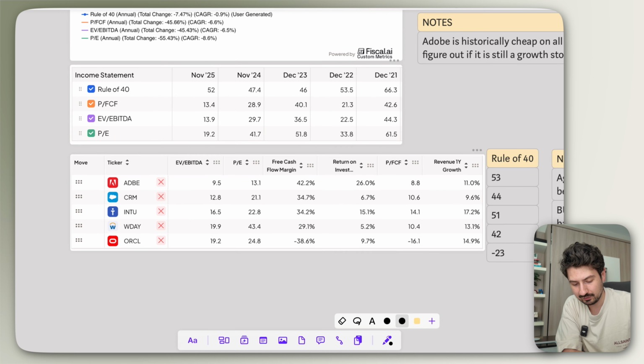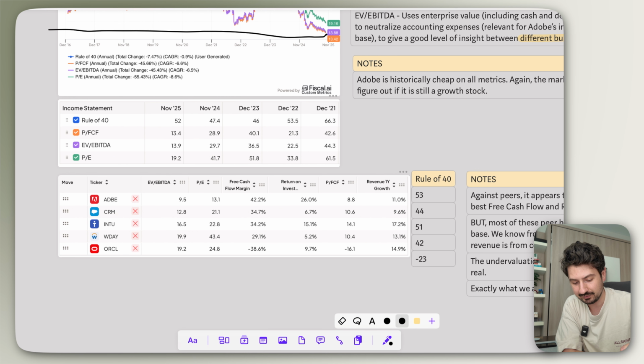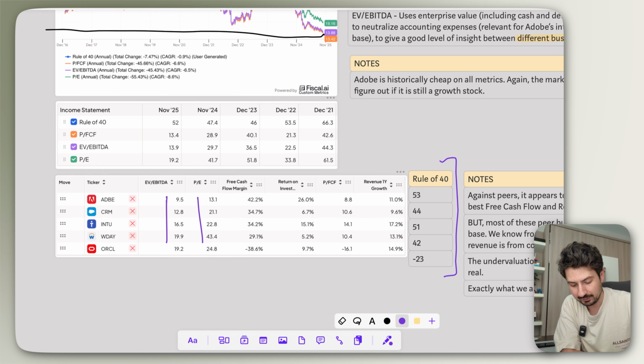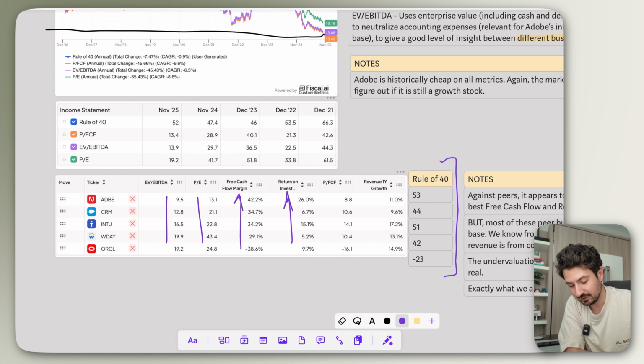So here again, we can look at those metrics compared to its peers. The app that I'm using doesn't let me add the Rule of 40 to it, or maybe it does and I just can't figure it out, but I've recalculated all of it so that you can see it. Adobe compared to peers on EV to EBITDA is the cheapest. PE ratio compared to its peers, it's the cheapest. Free cash flow margin, it's the best. Return on invested capital, it's the best. Price to free cash flow, it's basically the cheapest.